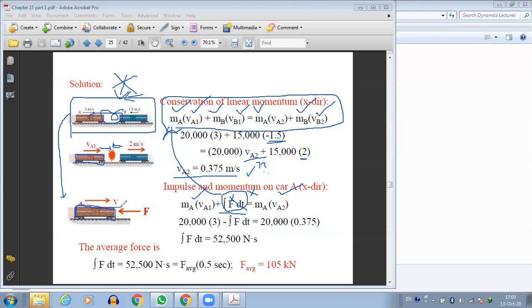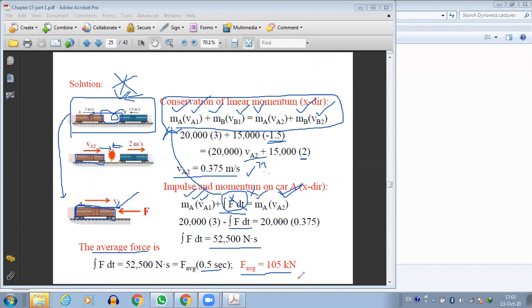So this is our boundary. Now when A is going to collide with B, the impact is occurring over the boundary. So we have MAVA1 plus integral F dt equals MAVA2. We know VA1, we know VA2, we know the mass of A, so we can find the force of impact. If we need to find the average force and the impact occurred in 0.5 seconds, we can find the average force. This is how we solve the problem.